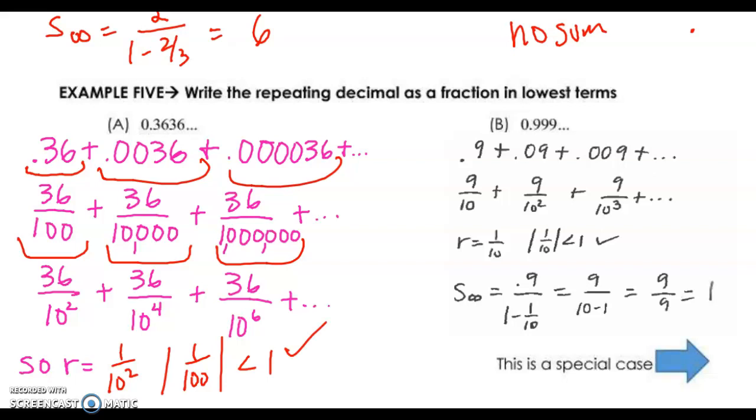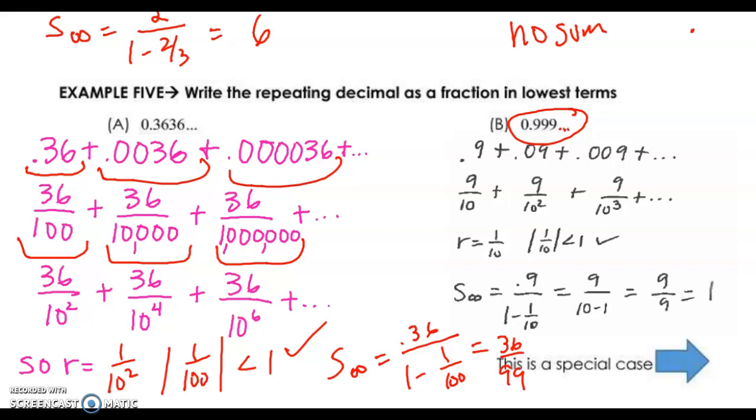And now we just throw that in the formula, and we get the infinite sum of, and this is the first term, 0.36 over 1 minus r. And we get 36 over 99. There you go. This is a special case here for B, but I think it's important to see. When you do the same process, it actually turns out that 0.999 repeating, with the ... at the end, is actually equal to 1.